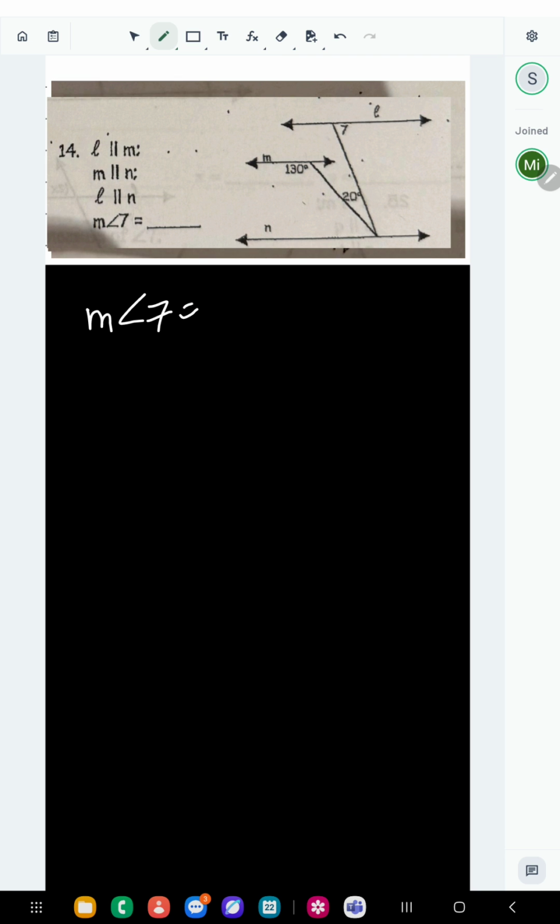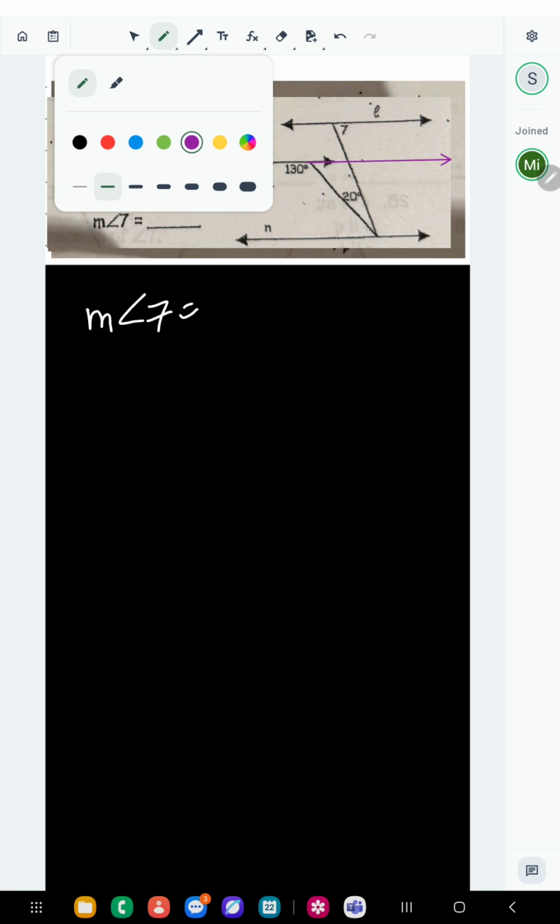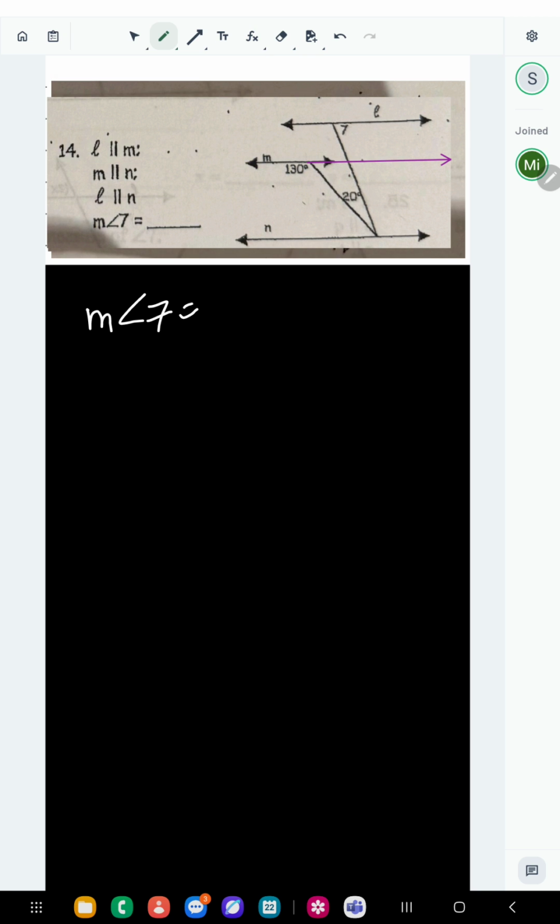So if line M is parallel to line N, and that is 130, we can extend this. Let's say we extend that, and it will form a triangle. So 130, then that means this one, let me draw a straight line instead, so you won't be confused. I'll just draw that in purple. You can see the line that I extended, the line of line M.